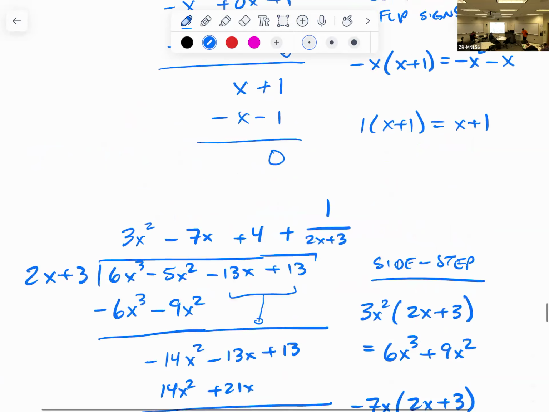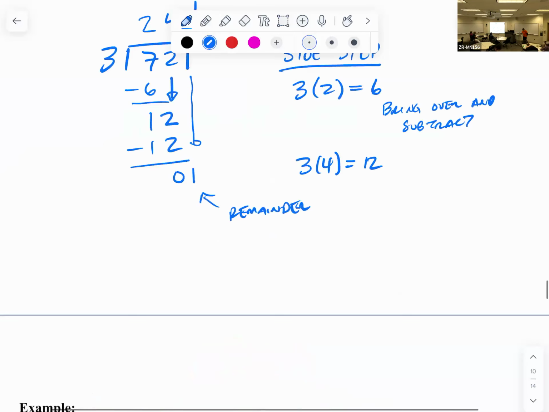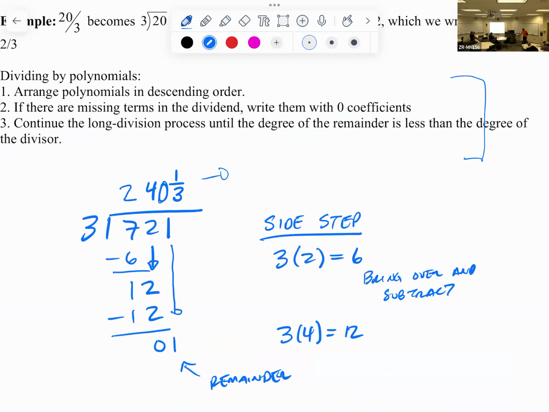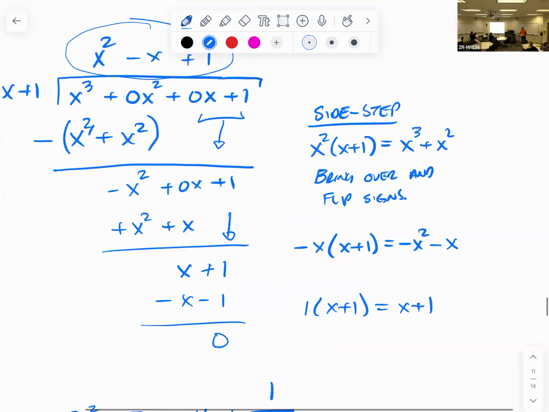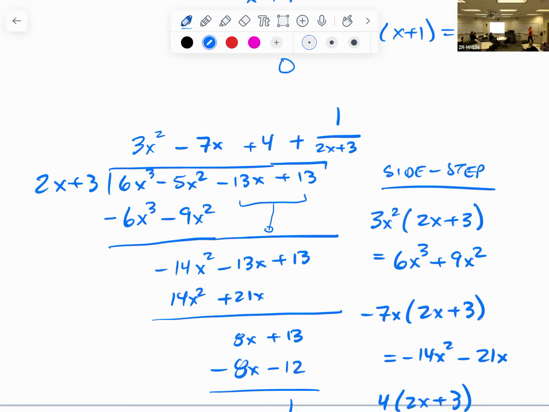Now be aware that up here we had 240 1/3. Remember that this actually means 240 plus 1/3. So we're writing the same thing, but because we had so many pieces involved here, it's just all separated by additions and subtractions. Brad, did you have a question?